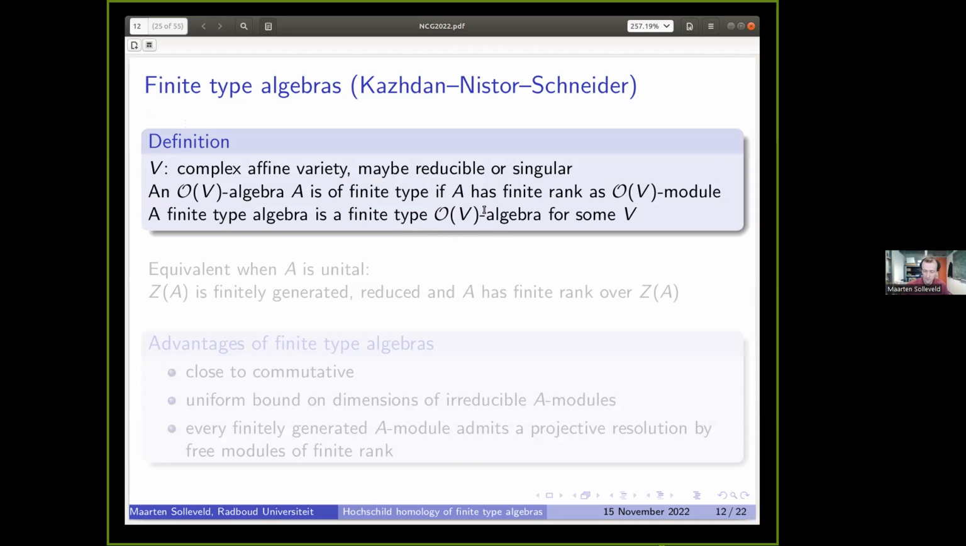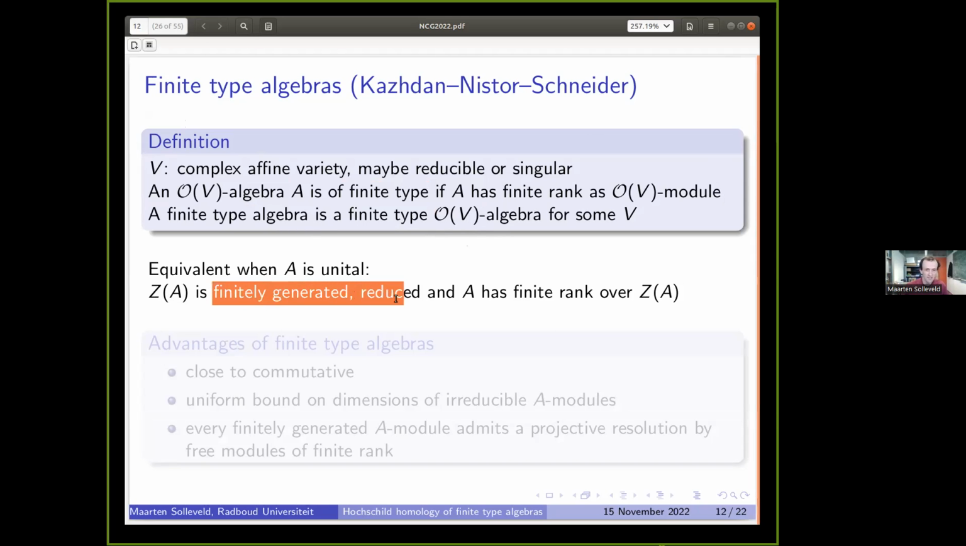So this is a reasonable class of algebras. Another way to see it, at least if the algebra is unital, is that you can require that the center is a finitely generated reduced algebra, so then it will be O of V for some V, and that A has finite rank over its center. So that's one way to think of it. These are algebras which are of finite rank over their center.